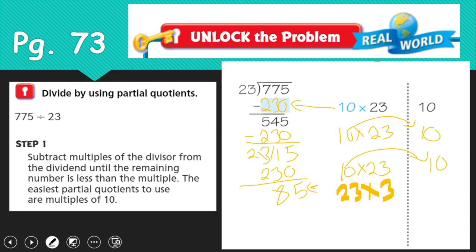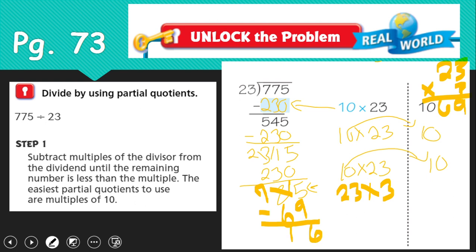Times 3. So 23 times 3 gives me 69. All right, so let's go ahead and do that. So let's take away 69. And I might run out of room, so I might have to do some erasing. All right, let's subtract that. 16. Now don't forget to track that 3 groups of 23 that you just used.